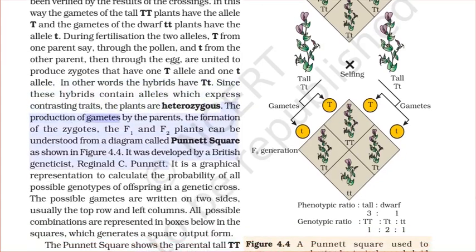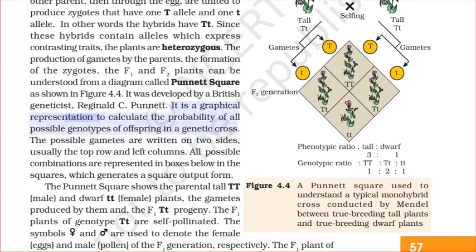The production of gametes by the parents, the formation of the zygotes, the F1 and F2 plants can be understood from a diagram called the Punnett square, as shown in the figure. It was developed by a British geneticist, Reginald C. Punnett. It is a graphical representation to calculate the probability of all possible genotypes of offspring in a genetic cross.